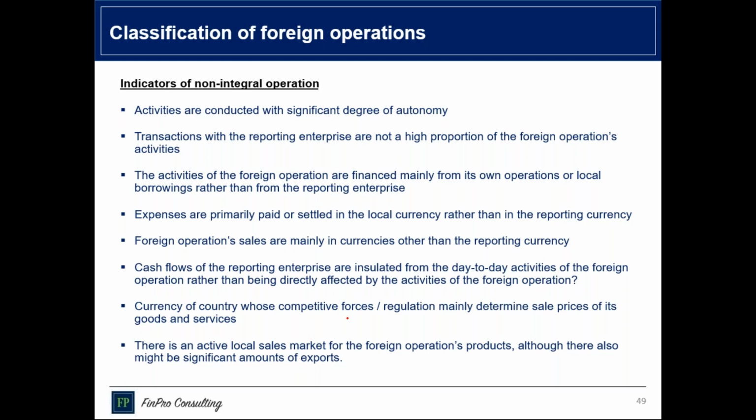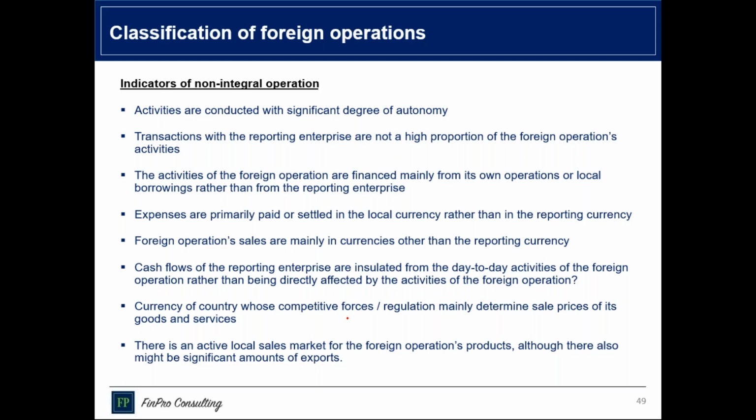Then next we need to see whether the foreign operation's finances are mainly raised from its own operations or they are completely dependent on the reporting entity. If, because of internal reserves and internal transactions, the foreign operation is sufficiently financed from its internal operations, then again it is towards a non-integral operation. If they are heavily dependent on the reporting enterprise continuously from the funding perspective, then again it is an indication towards an integral operation.